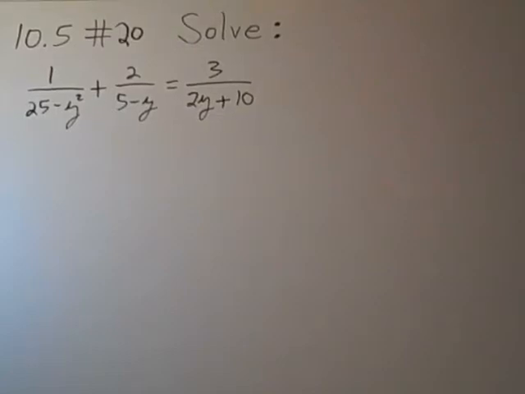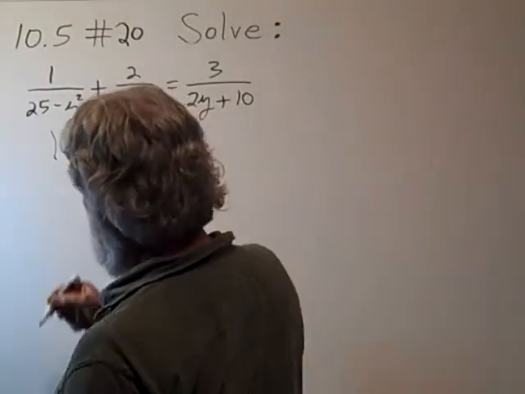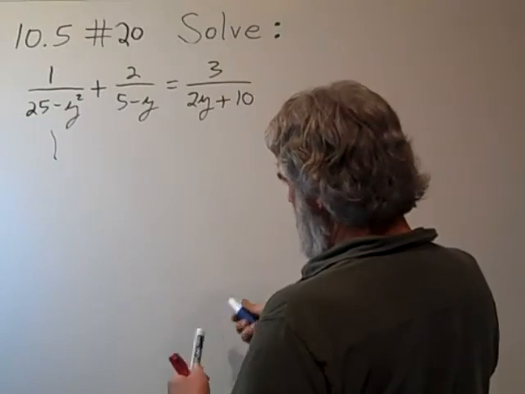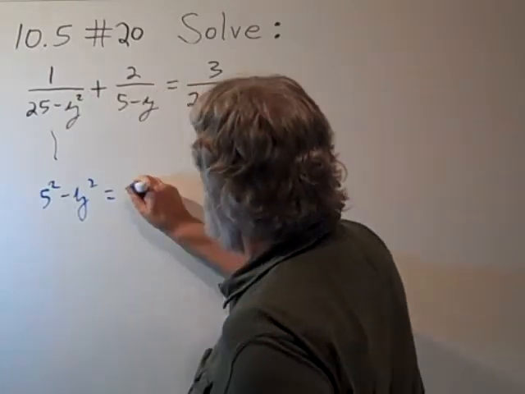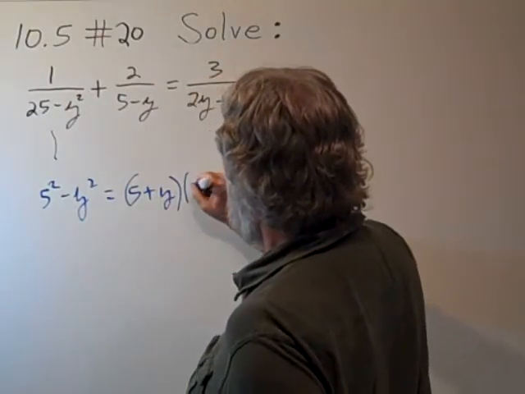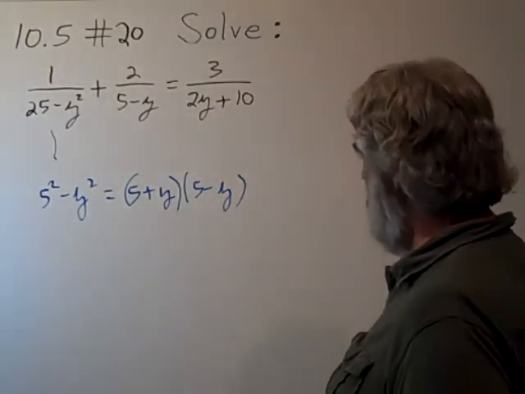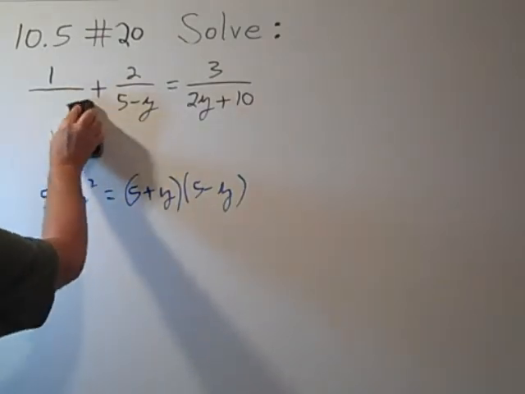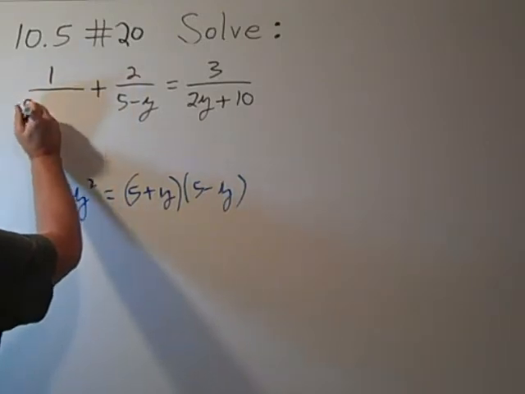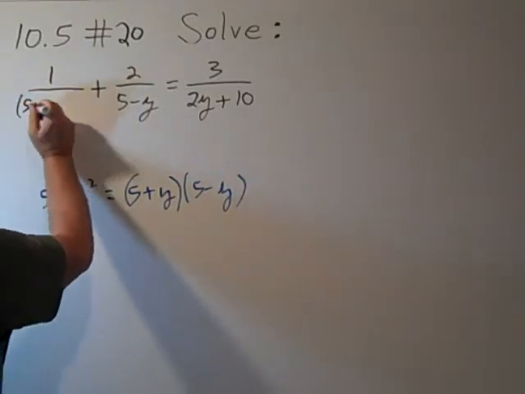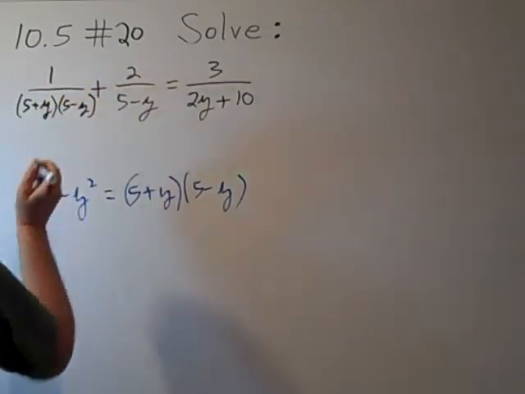Okay, first let's factor all of the denominators here. 25 minus y squared, you can factor that. It's 5 squared minus y squared, so that's 5 plus y times 5 minus y. So let's replace it with its factorization there: 5 plus y times 5 minus y.